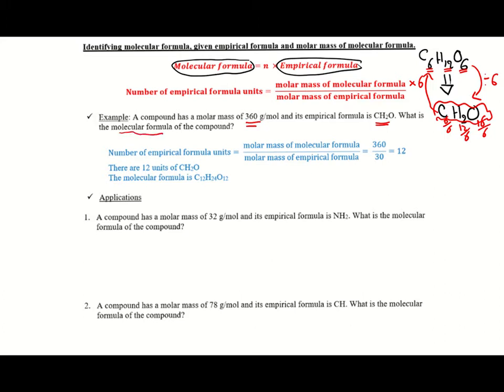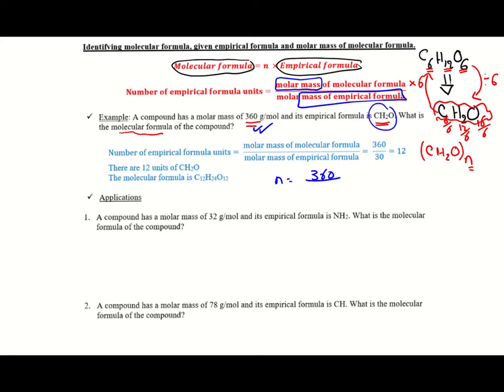In order to get the molecular formula, first imagine that the formula should be CH2O multiplied by N. In order to get the value of N, you need to divide the molar mass of the compound over the mass of the empirical formula. The molar mass of the compound is already given to you, 360. Now you need to get the empirical formula mass, the mass of this small formula. You'll get it from the periodic table.